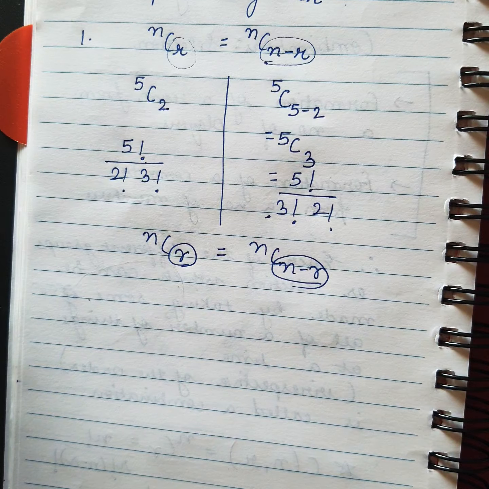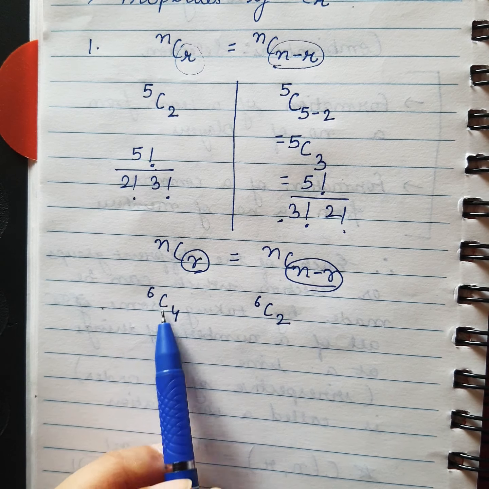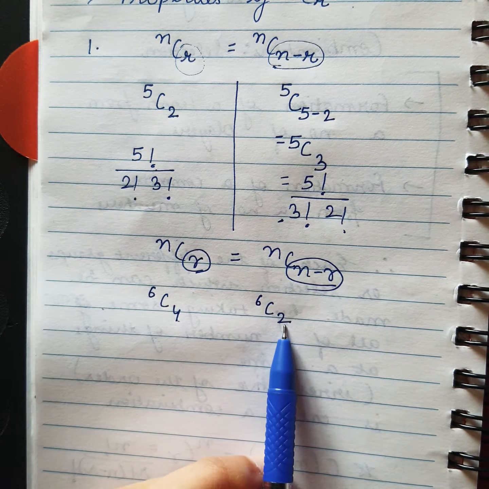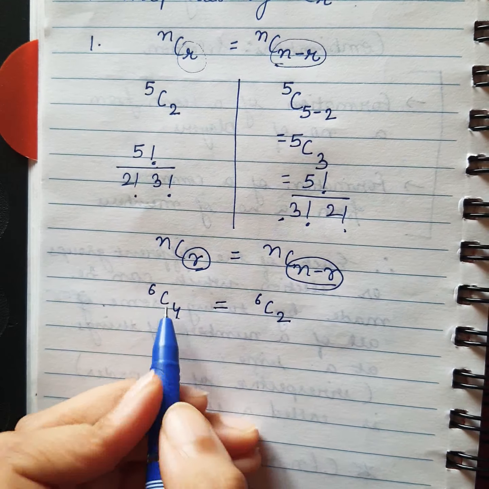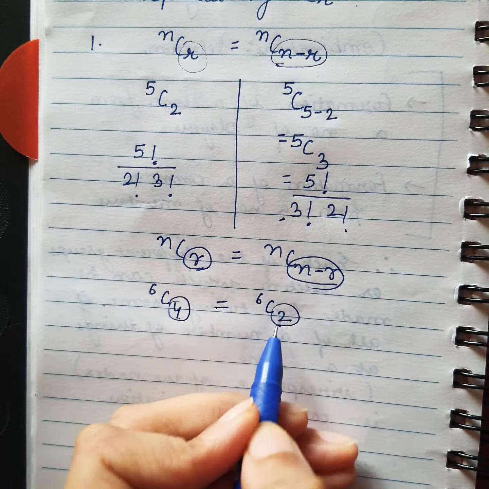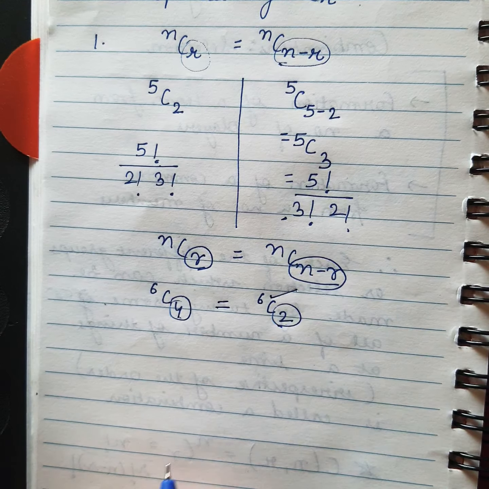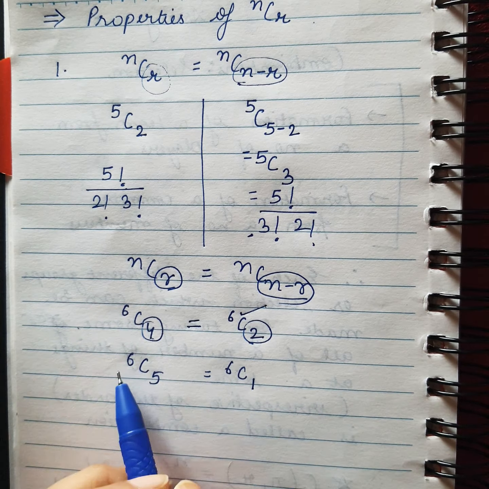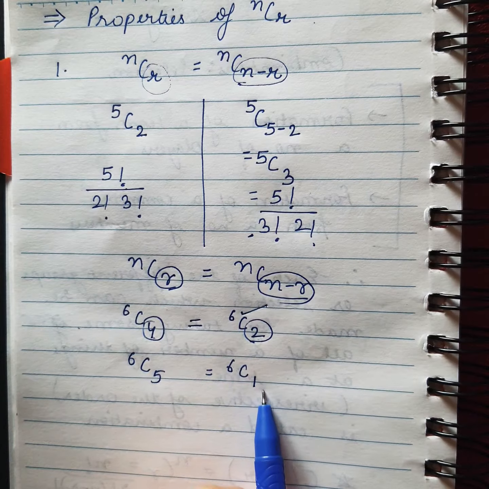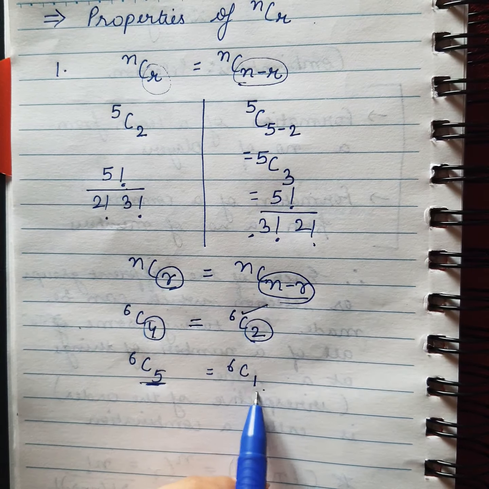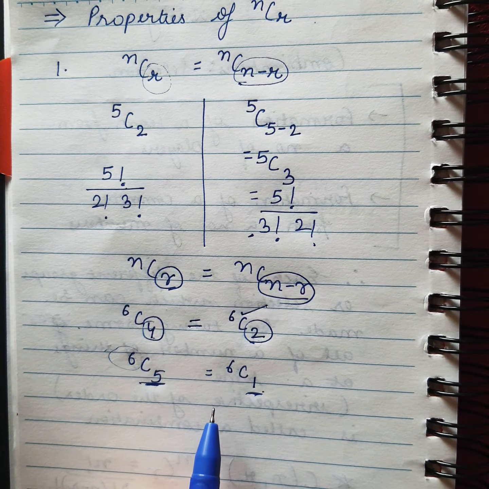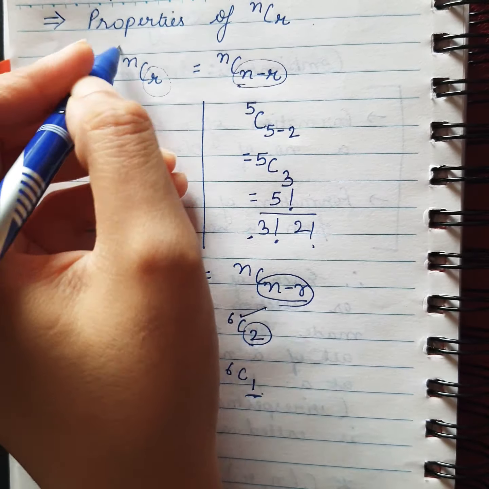So roughly, 6C4 will be the same as 6C2, because the sum of 4 and 2 is 6. 6C5 and 6C1 will be the same because the sum is 6. So this is the first property.